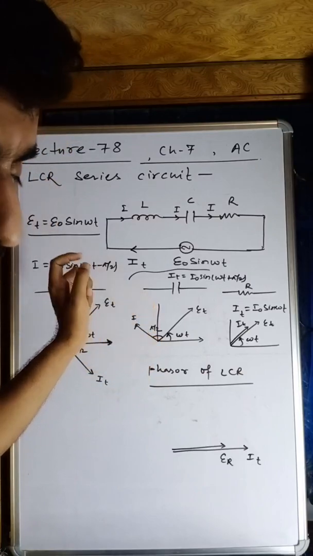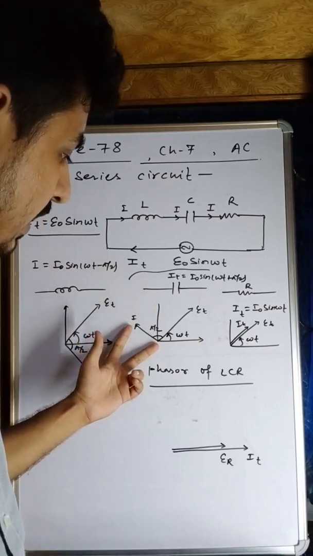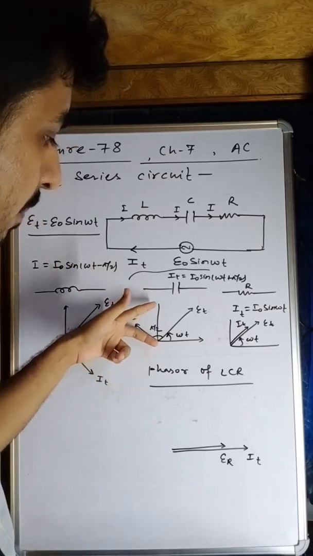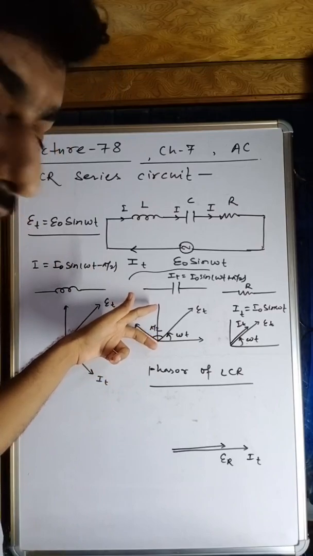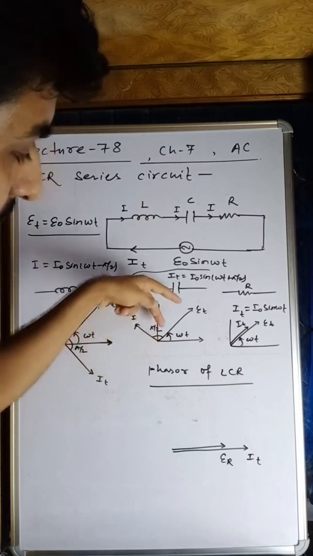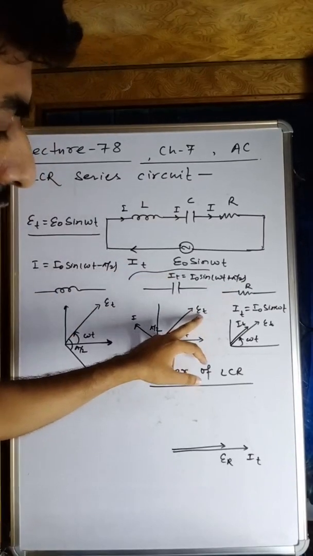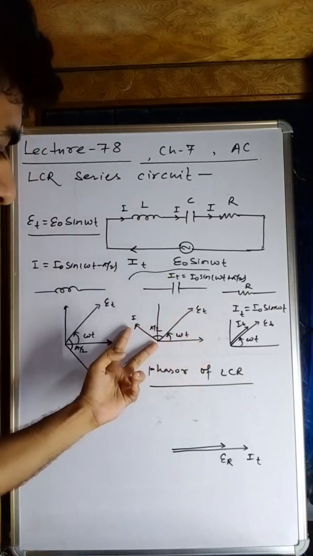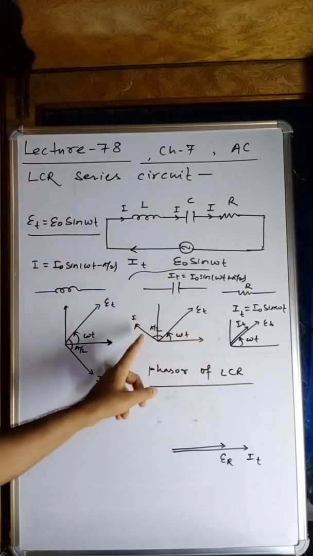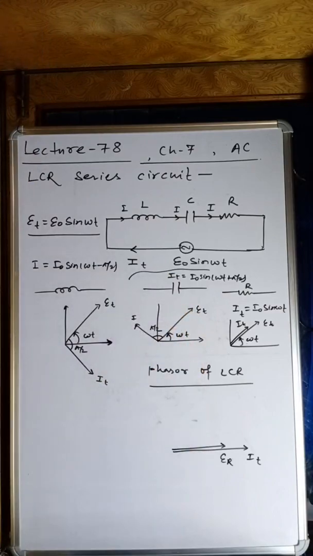Listen carefully, my dear students. Try to understand. If you rotate this I by omega t, it will be parallel to the y-axis. Why? If you are rotating this by omega t, it is also rotating by omega t, and it becomes along the x-axis, and this becomes along the y-axis. Why? Because the angle between I and E is 90 degrees.